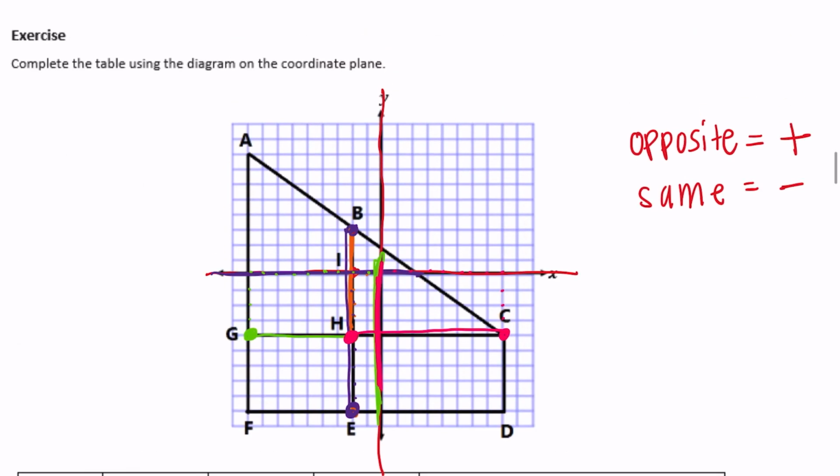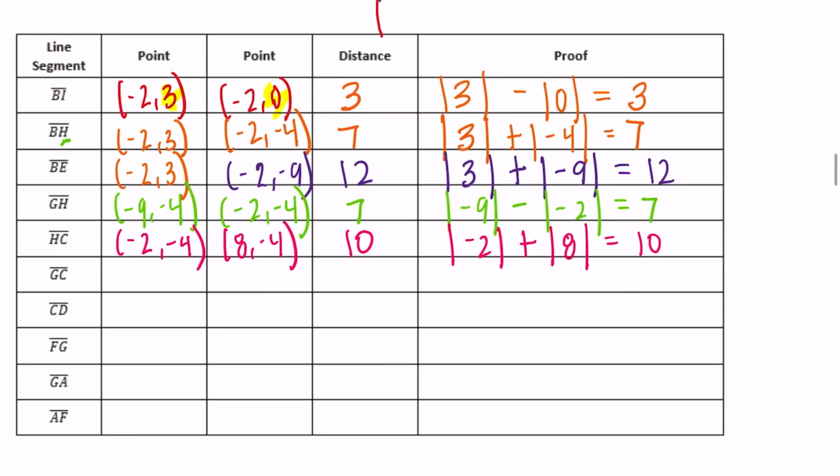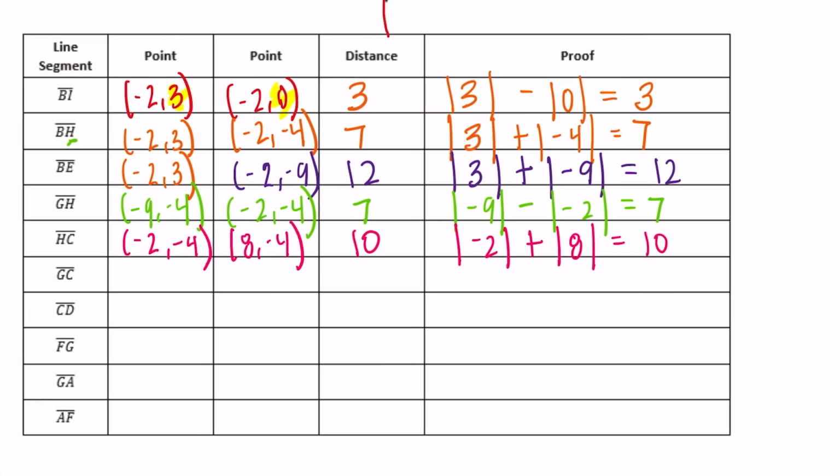All right, GC. So here's G all the way over here. Here's C. So G was -9, -4. C was 8, -4. They do cross 0, so we're going to add the absolute value of -9 plus the absolute value of 8. 9 plus 8 is 17. Their distance is 17.